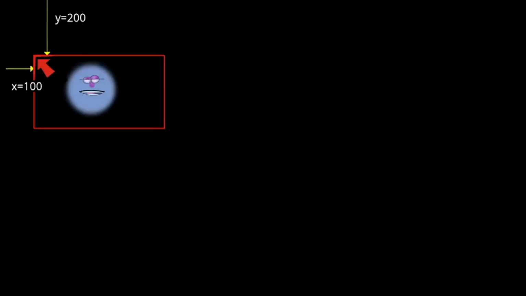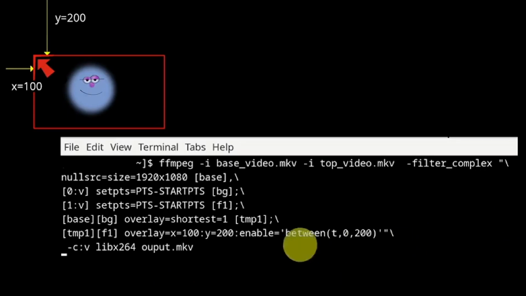So if we look at a static overlay, we just have a number for the x-axis and a number for the y-axis, and for my example, it's across 100 pixels and down 200 pixels, and this is the part here where all the action is.